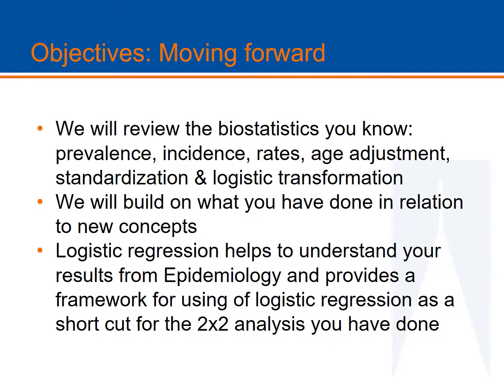Specifically, I will draw on the links between Chapter 1 and the biostatistics you learned from epidemiology, namely prevalence, incidence rates, age adjustment, age standardization, and logistic transformation, which is in your SPSS output, even if you haven't done it yet. The section on logistic transformation will require you to look back on your output from the odds ratio results from last semester. I will walk you through the concepts in the worksheet, which was given as background reading last semester already.